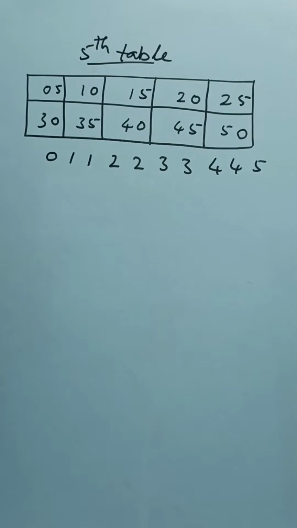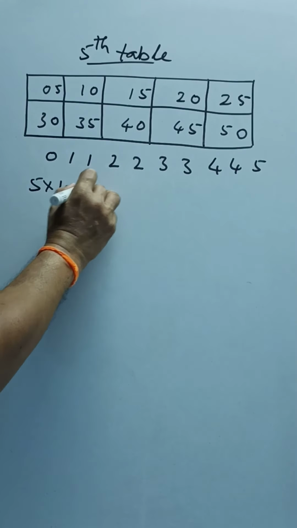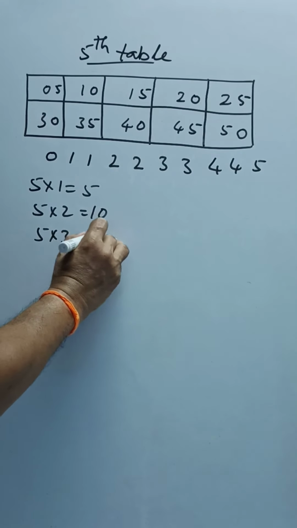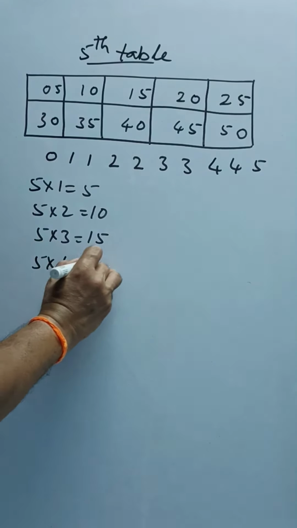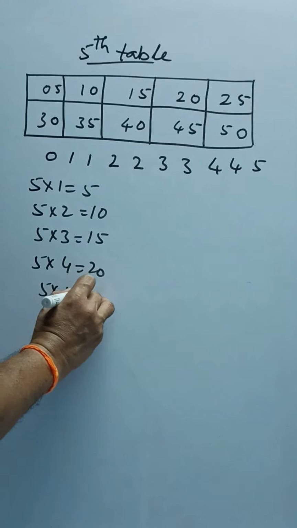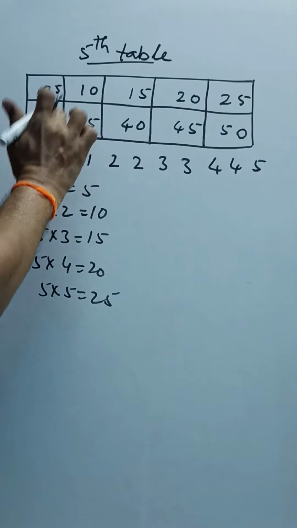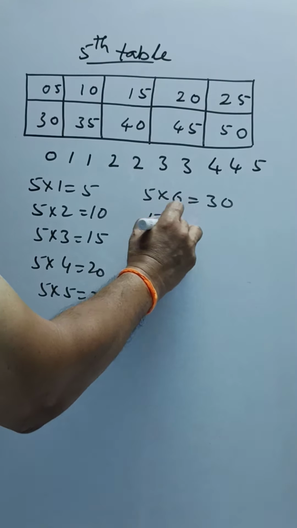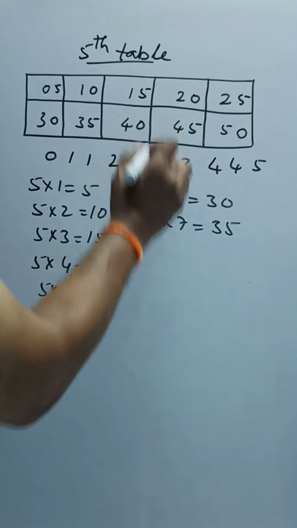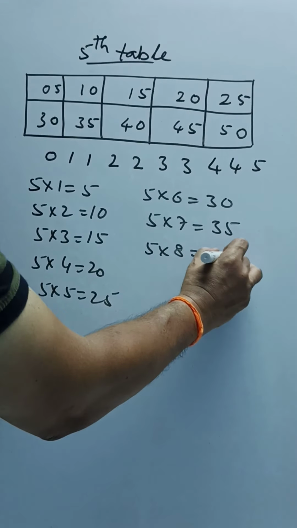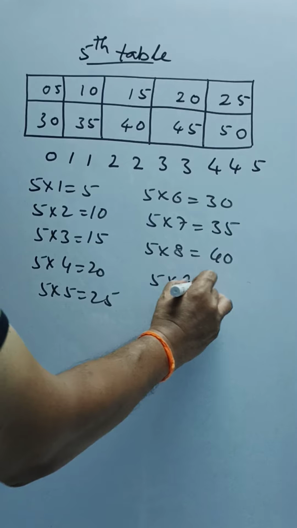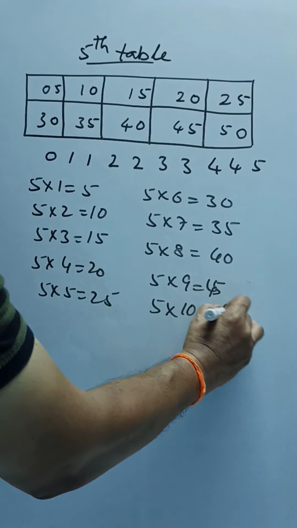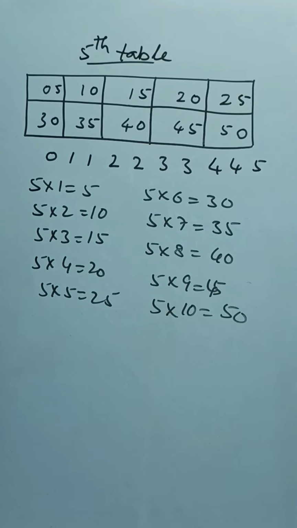Now write the fifth table. 5 ones are 5, 5 twos are 10, 5 threes are 15, 5 fours are 20, 5 fives are 25, 5 sixes are 30, 5 sevens are 35, 5 eights are 40, 5 nines are 45, and 5 tens are 50. So easy to learn the tables.